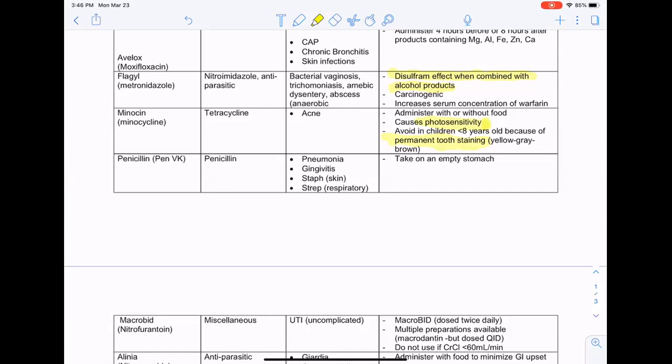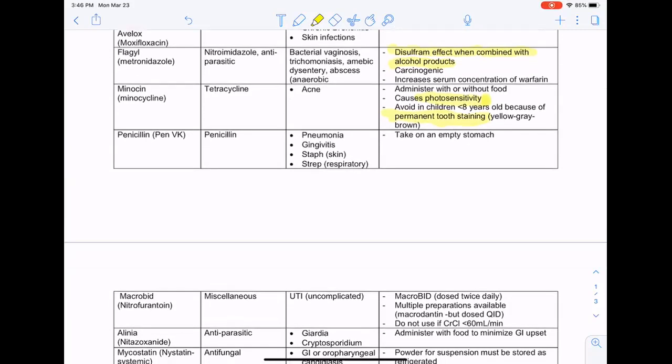Penicillin is the next one. And you'll see this on the shelf as Pen VK, which is not really the brand name, but you'll see that because it's the penicillin and potassium. All right. So this one's used for a bunch of different things, actually. It's used for pneumonia, gingivitis, staph infections, and also strep. Staph infections are usually on the skin, and the strep infections are usually the respiratory infections. Biggest thing to know here is to take it on an empty stomach because it will decrease absorption if you take it with food.